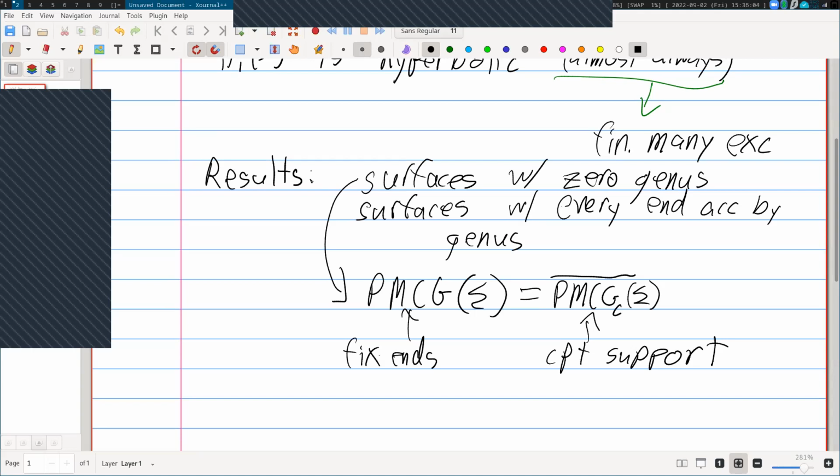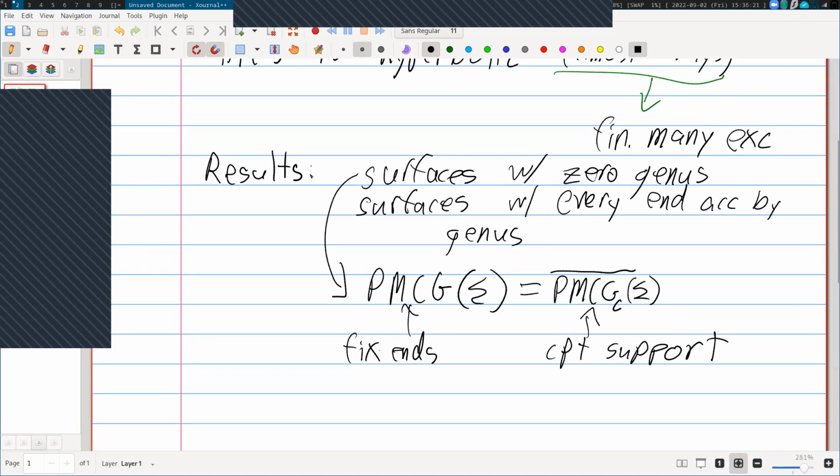This is a topological group. You take the closure of those and that gives you everything it possibly could. Which is a cool result. And this is precisely true for surfaces, oh no, it's not with zero genus, it's surfaces with at most one end accumulated by genus. But then the question becomes, how many surfaces have at most one end accumulated by genus? If I reach my hand into the bag of surfaces, how likely am I to get one that fits this criteria?